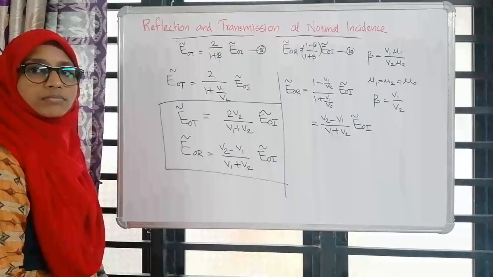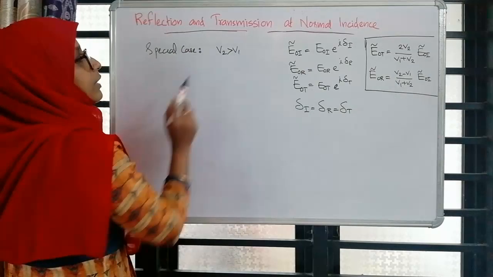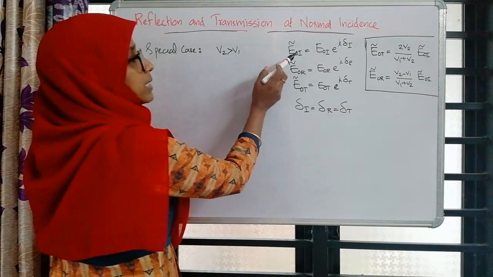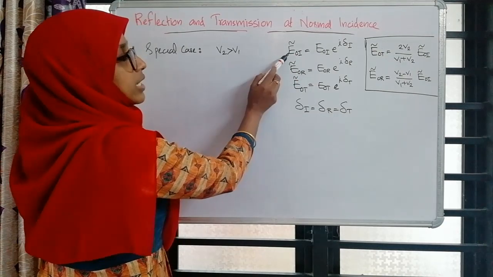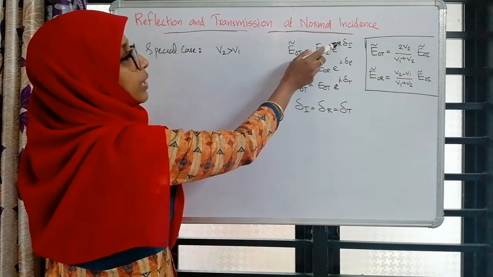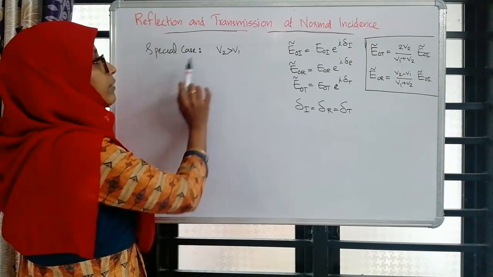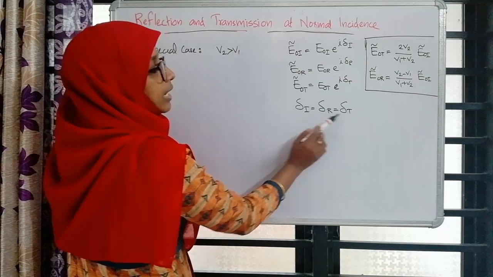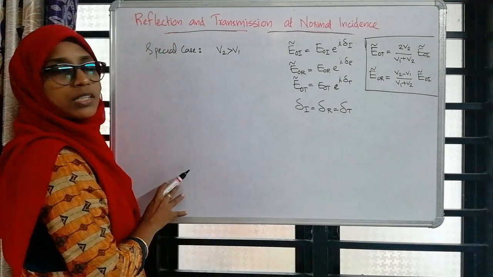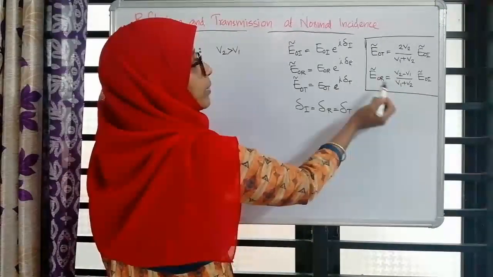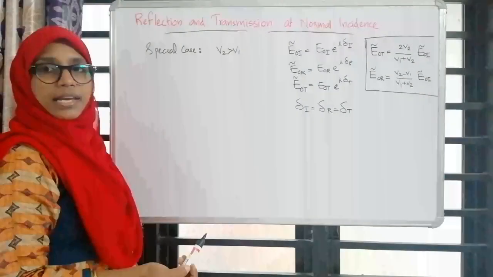So, we can consider the special case V2 greater than V1. And we know the complex amplitudes can be expanded in terms of real amplitudes like this: E0I is equal to E0I into e raised to i delta I, and similarly these two terms also. When V2 is greater than V1, these are in phase. Delta I is equal to delta R is equal to delta T. So, we know these equations resemble the same as those of the stretched string case.